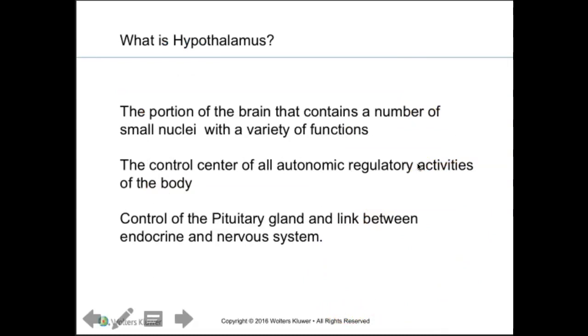Now, let's talk about what the hypothalamus actually is. It's that little portion of the brain where we have lots of different tiny little groupings of neurons called nuclei, and those nuclei have a lot of different functions. You might remember learning about the hypothalamus as the control center of the brain, the control center that controls activities largely outside of our conscious control.